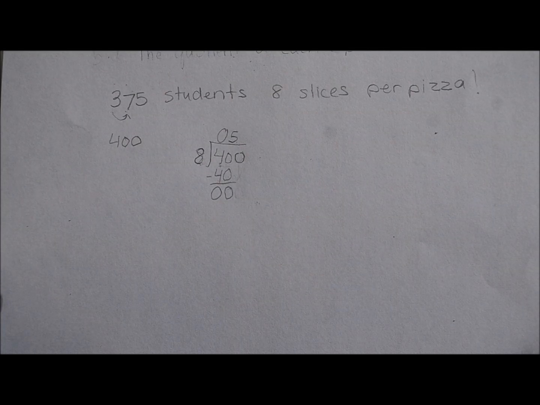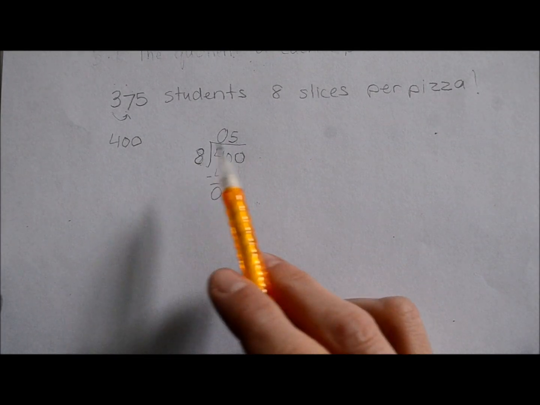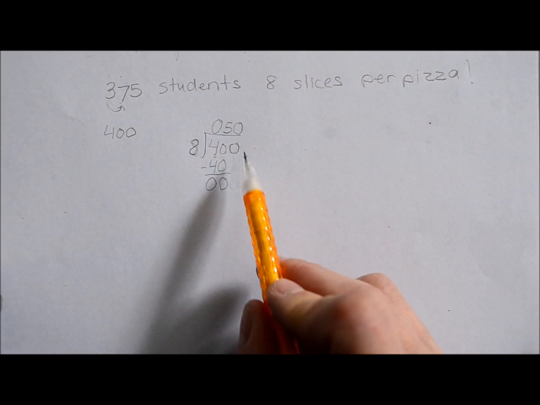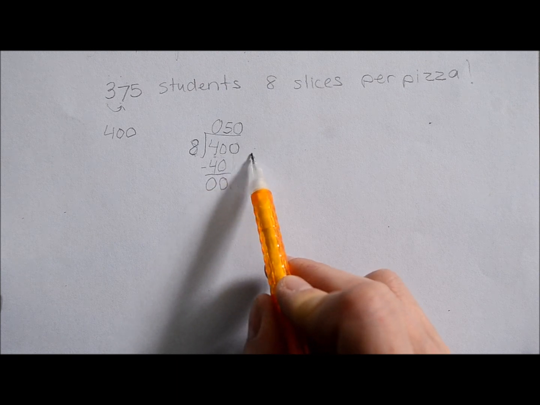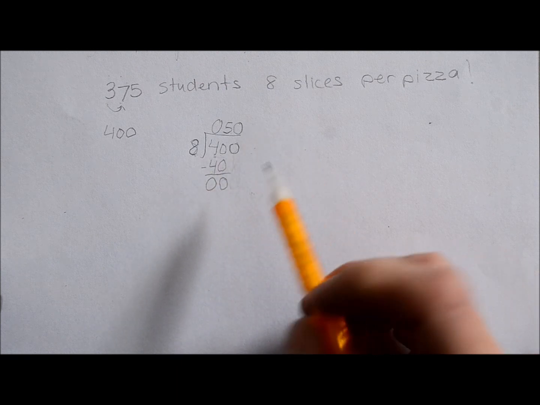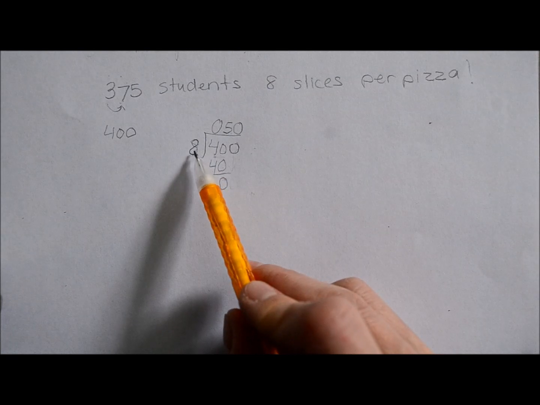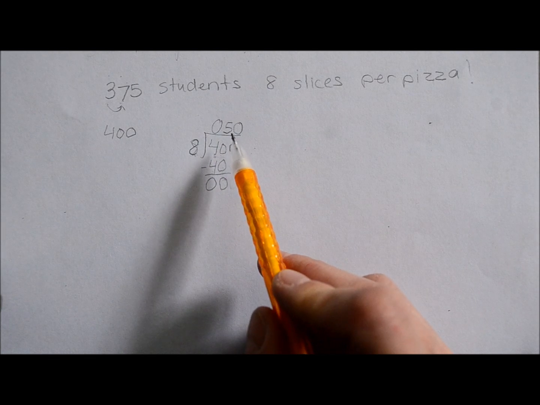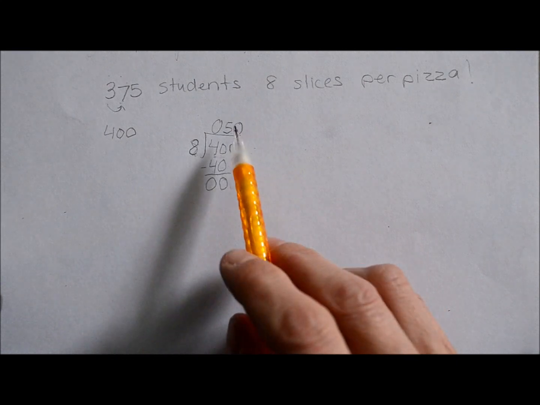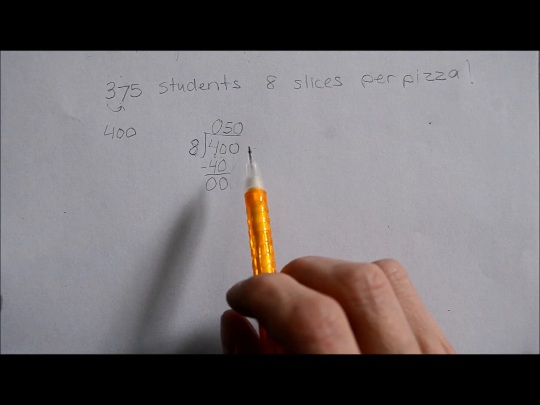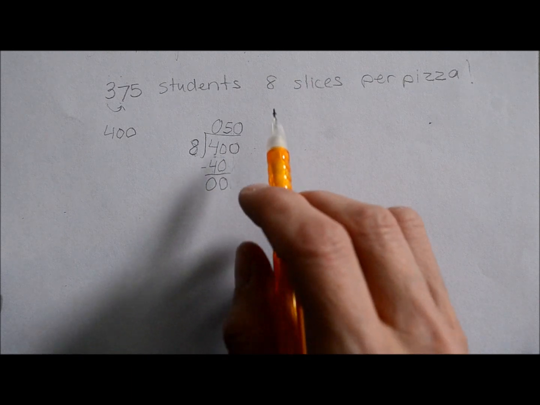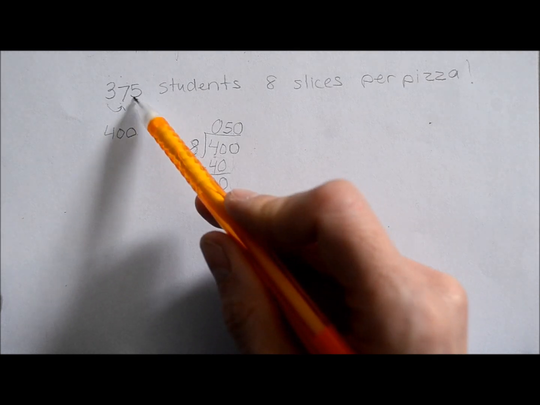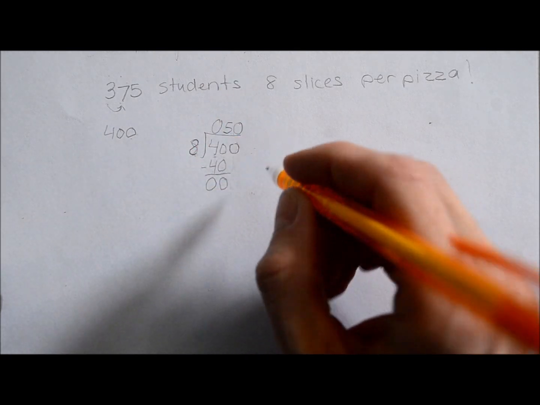So then the next part is, will 8 go into 0? No, nothing goes into 0. And is there any other digits to look across to help us out? No. So our question is just done. So 8 goes into 400 50 times. So we are going to need about 50 pizzas to feed all 400 students. And we're going to make sure we use the word about because we had to round that 375 into 400. It's not an exact number.